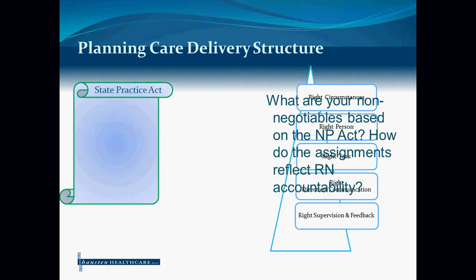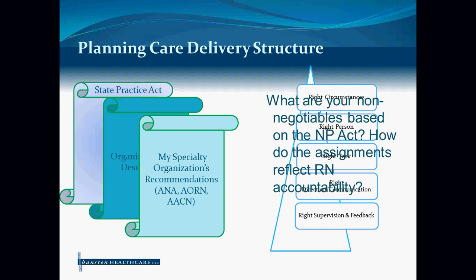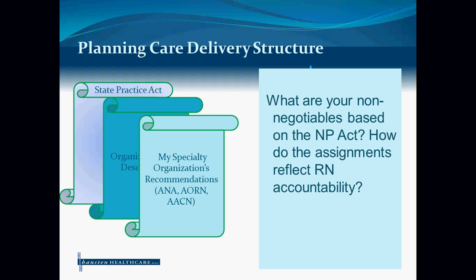So go back to your State Practice Act and look at your organizational job descriptions, and also look at your specialty organization's recommendations. So the ANA, the AORN, the Emergency Nurses Association, the AACN, all of these organizations are really making comments about how we use technicians, and what their recommendations are about nurse-to-patient ratios even, in critical care, how many patients and what kinds of acuity they would recommend for standards. Those are other ideas that you want to use as you begin to look at the care delivery organization and the model that you use.